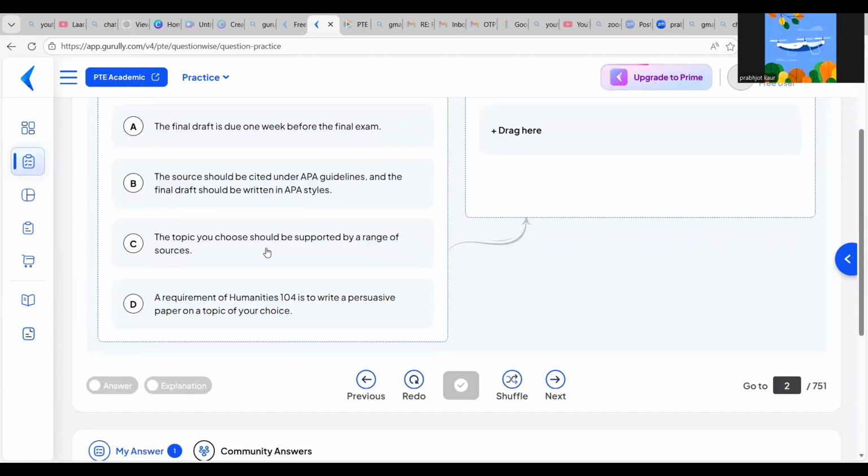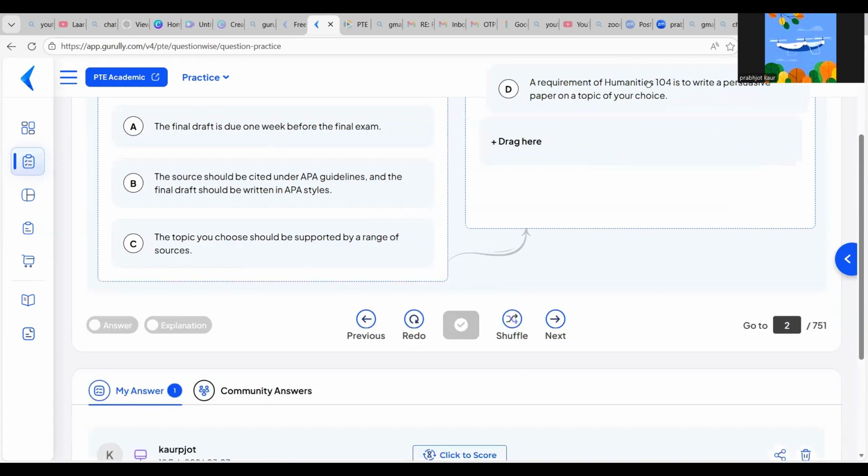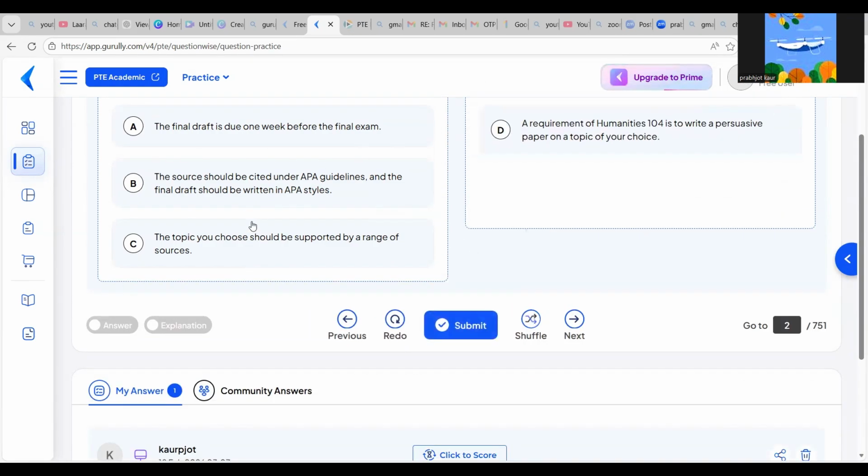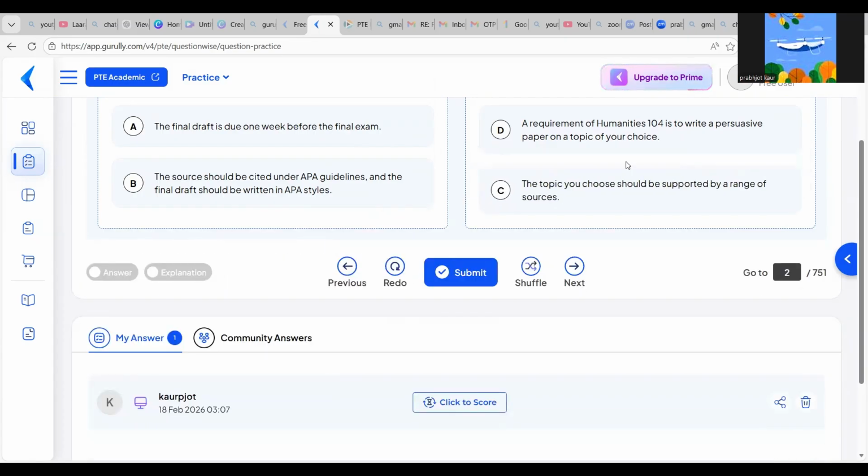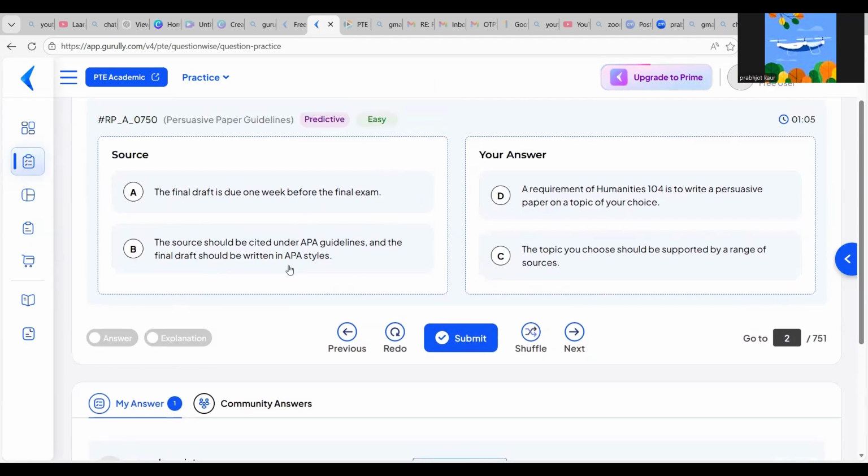"The topic you should choose should be supported by a range of sources." Here, this one, A: "A requirement of Humanities 104 is to write a persuasive paper on the topic of your choice." So you should select this one first. Then this one, because it is about choosing a topic. "The topic you choose should be supported by a range of sources." After that comes "source, APA guidance, APA style". So these are sources.